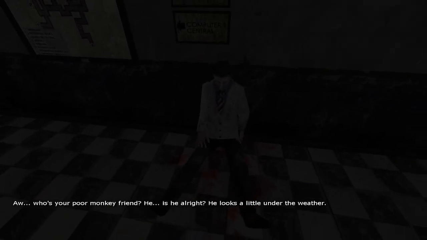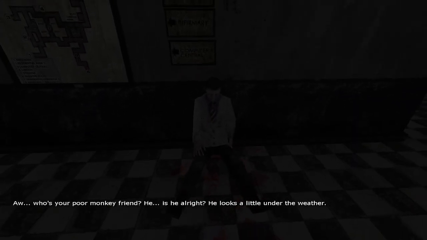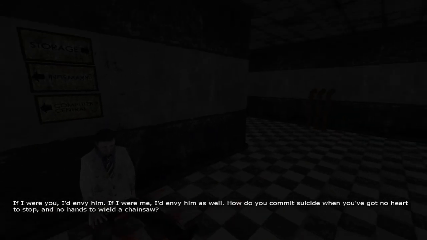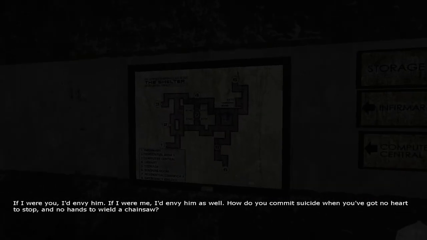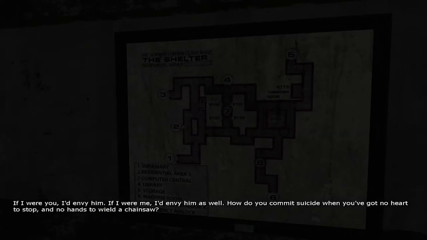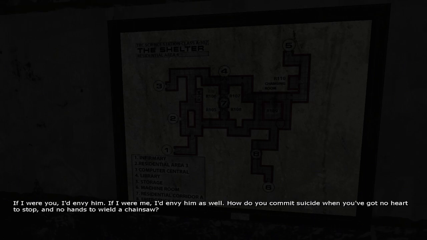Who's your poor monkey friend? Is he all right? He looks a little under the weather. If I were you, I'd envy him. If I were me, I'd envy him as well. How do you commit suicide when you got no heart to stop, no hands to wield a chainsaw?